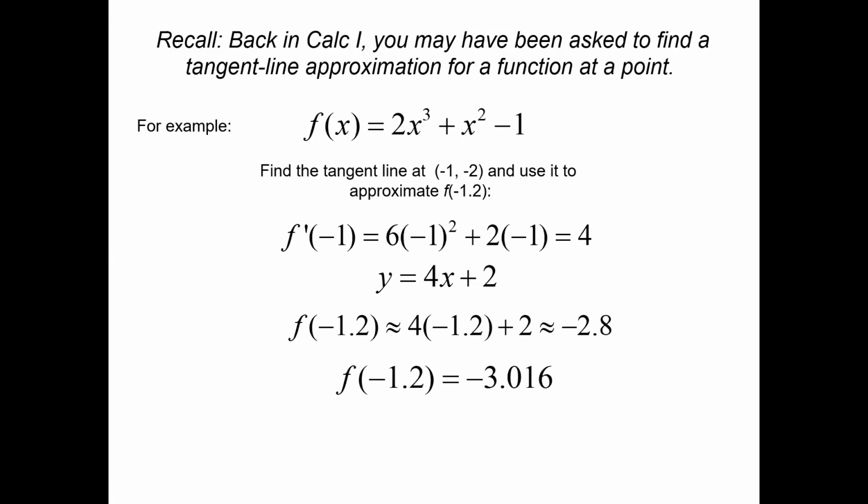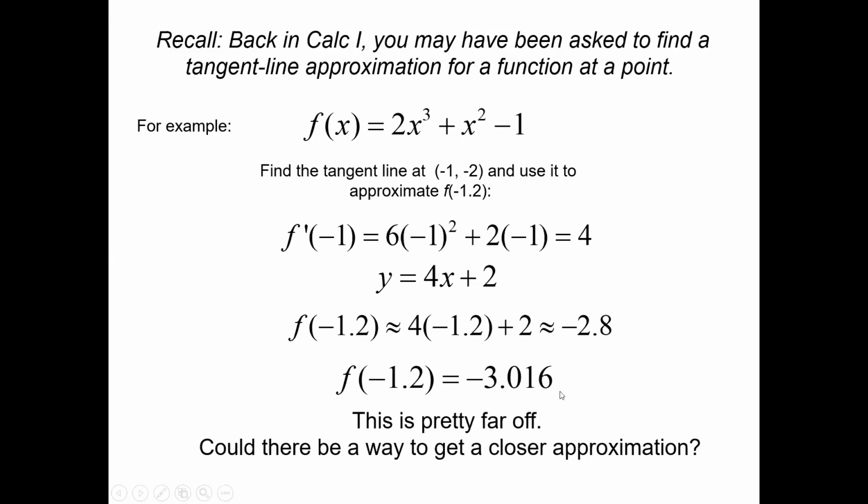The actual value, if we were to plug in -1.2 into the original function, we would get a value of -3.016. So how far apart are these two values? That's what we're going to get into a lot in this chapter, is looking at the error. And if you remember, we talked at the last part of the previous unit about looking at error associated with a partial sum. This all kind of ties together.